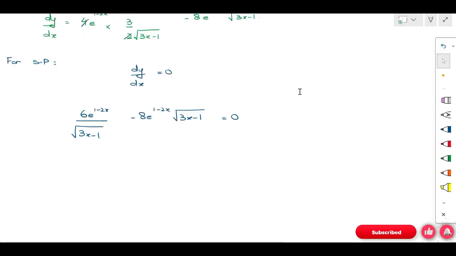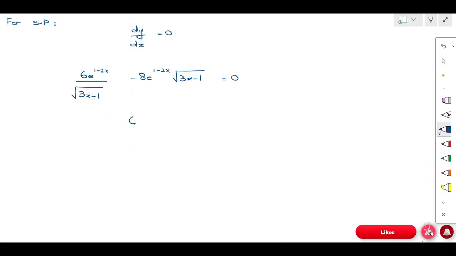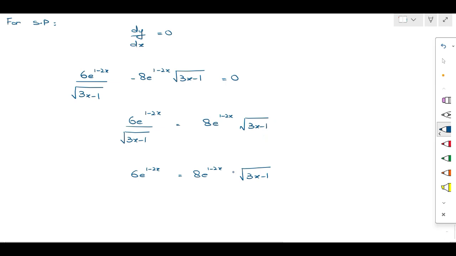Okay, let me solve for the x value. First shift this to the other side: 6 e^(1 minus 2x) over root of 3x minus 1 is equal to 8 e^(1 minus 2x) root of 3x minus 1. When I shift this to the other side of the equation, it becomes positive, right? Now cross multiply. So 6 e^(1 minus 2x) becomes 8 e^(1 minus 2x) into root of 3x minus 1, and this is also root of 3x minus 1, so it is twice, basically.